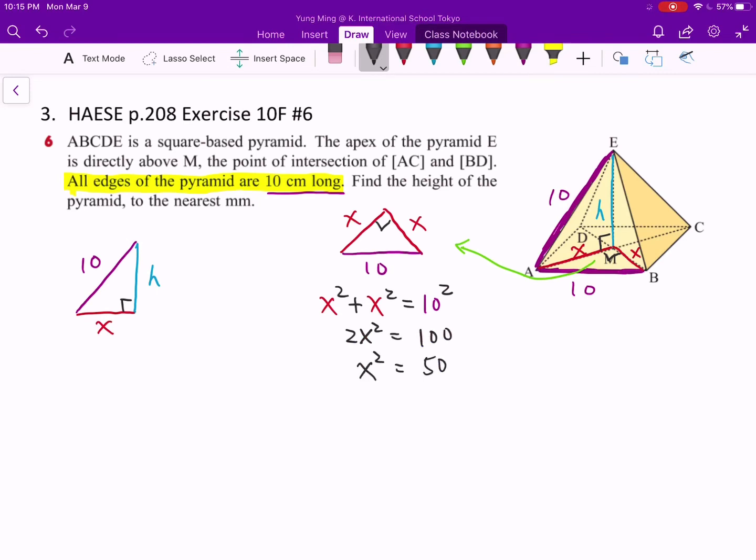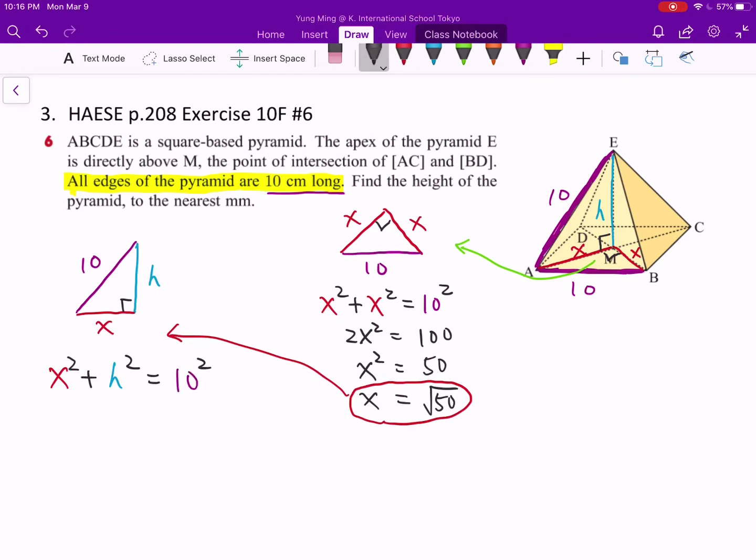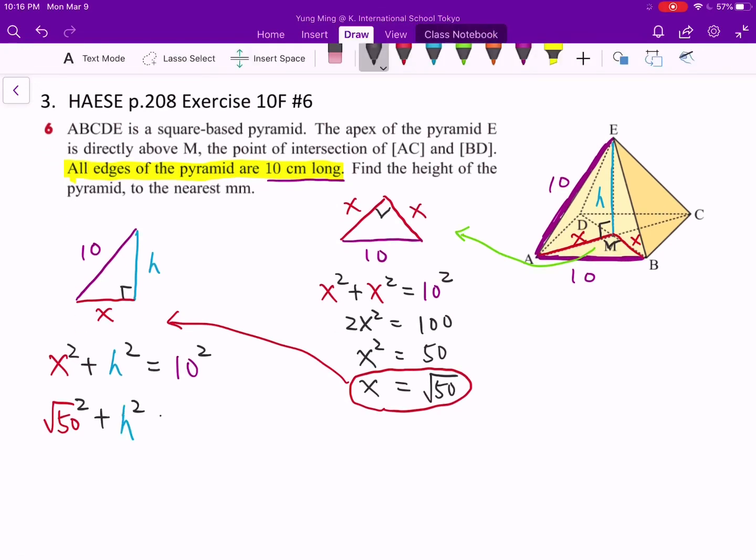It looks like we solved that before. x is equal to, from the previous question, 7.07. But let's just keep that square root 50 for now, because we don't need that as our final answer. So we're going to sub this into here. Originally we have x squared plus h squared equals 10 squared. Well, x squared now is 50, plus our h squared, which I don't know, equals 10 squared.